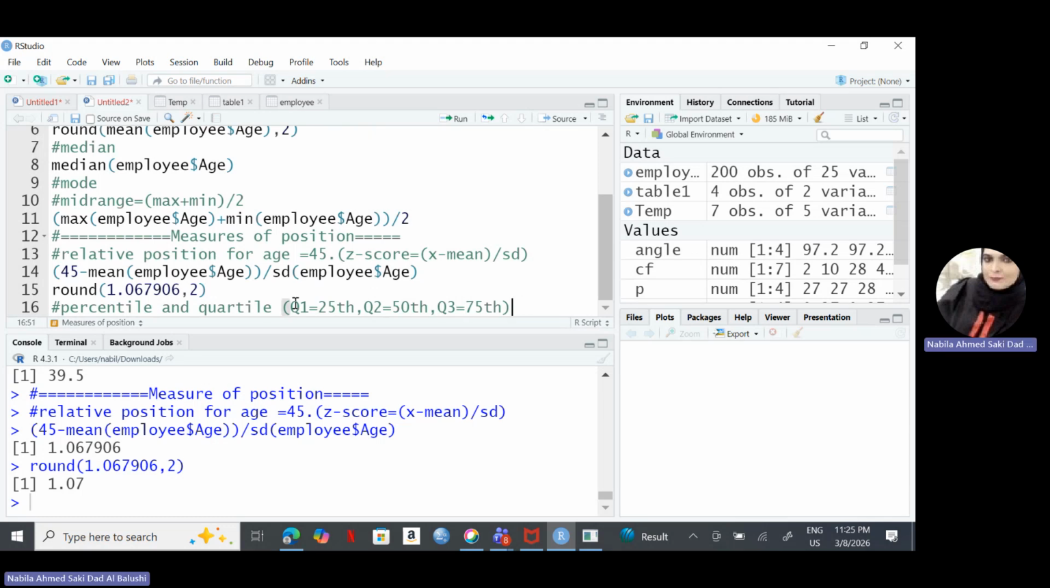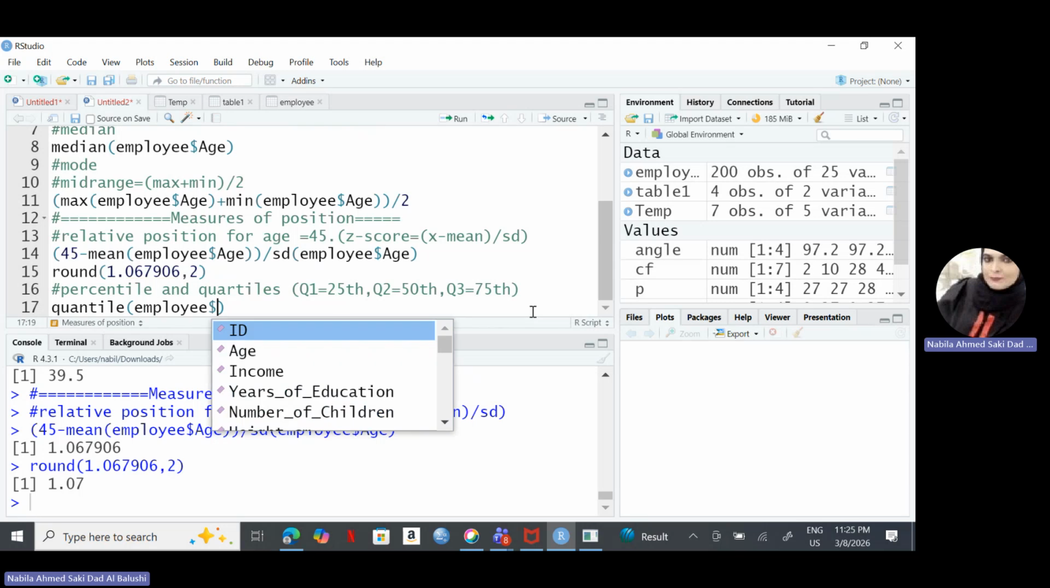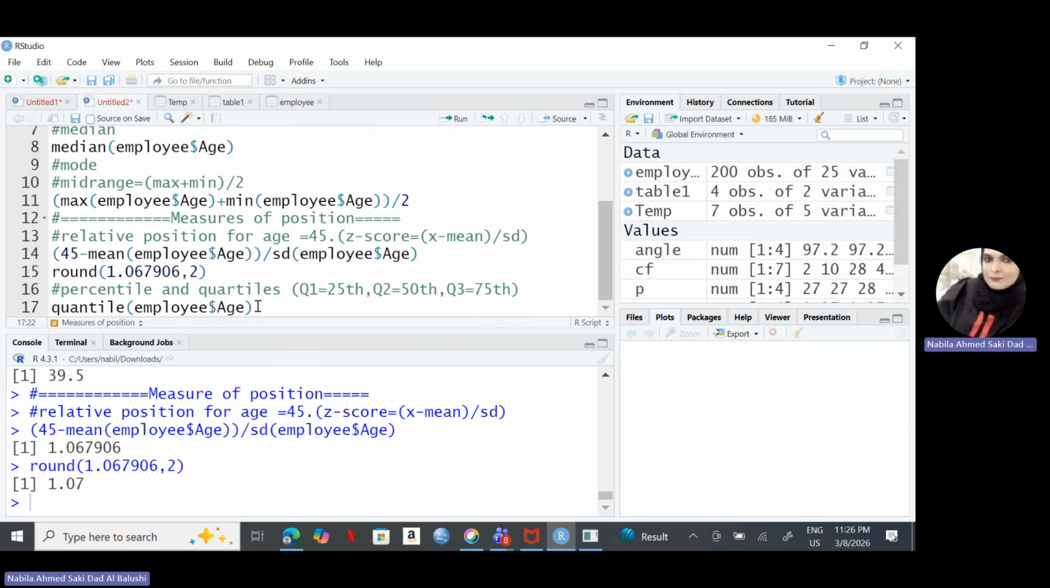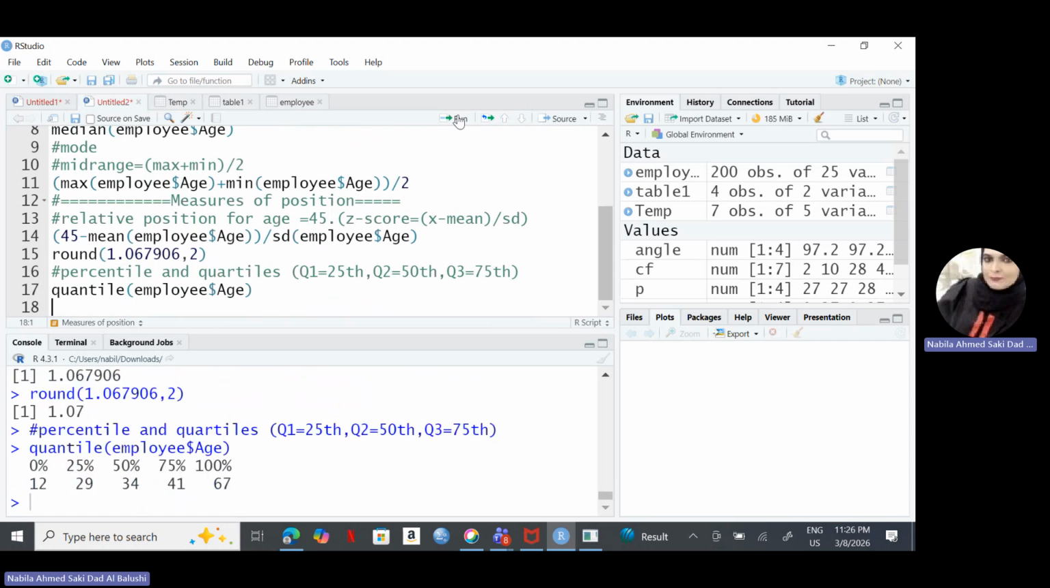The command is quantile. Quantile is a command to find quartiles or percentiles. So quantile for age, for example, employee$age, just run the code. If you run the code, you will get the 25th percentile as 29, 50th percentile at 34, 75th percentile as 41. The minimum value of your data is 12, the maximum is 67.